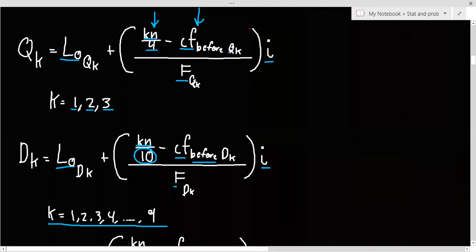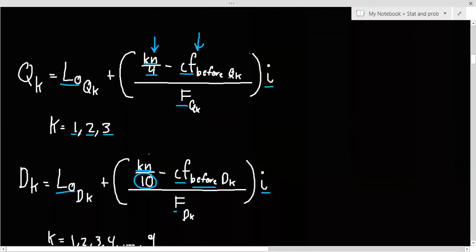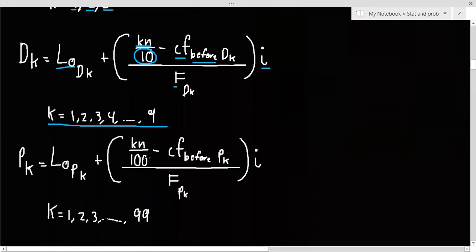Well, because itong si decile, siya nag-divide ng distribution into 10 equal parts. While si quartile, siya naman, it divides the distribution into 4 equal parts. That is why yung denominator gamit kay Kn para kay quartile ay 4 and kay decile ay 10. E paano naman kapag kay percentile? E di 100 ang gagamitin. And same thing, meron kang LO, CF before, frequency, I, and of course, yung sarili niyang K values.